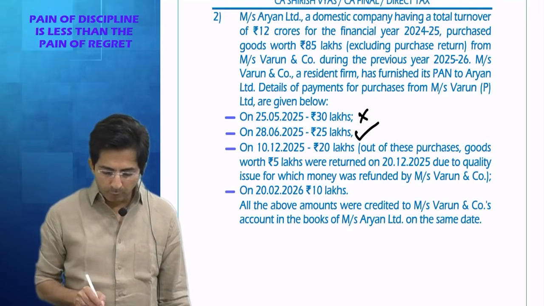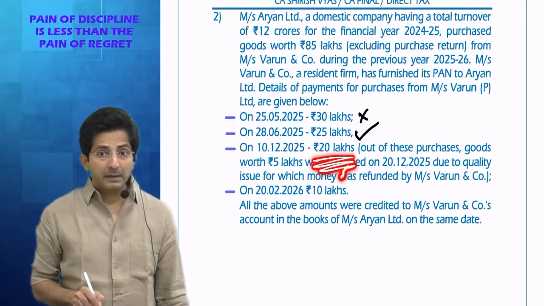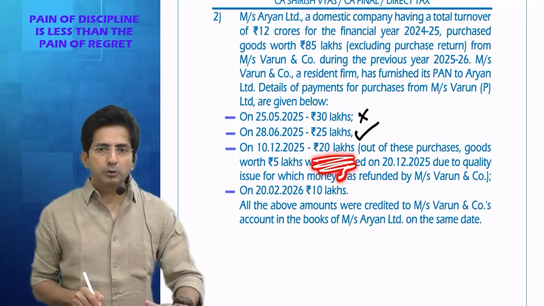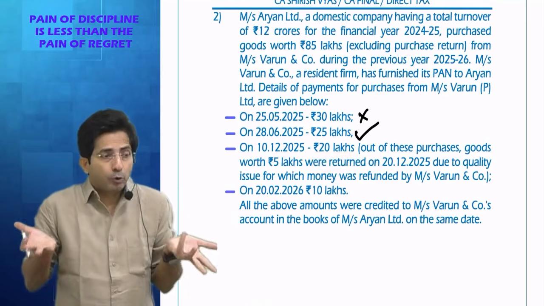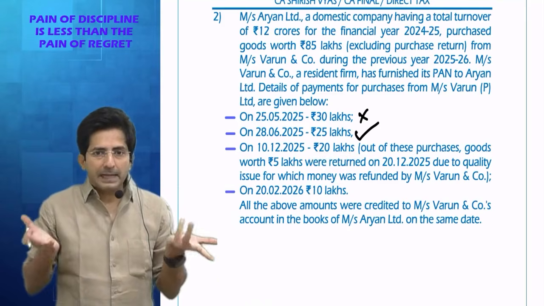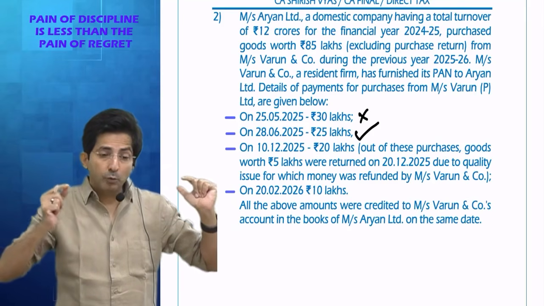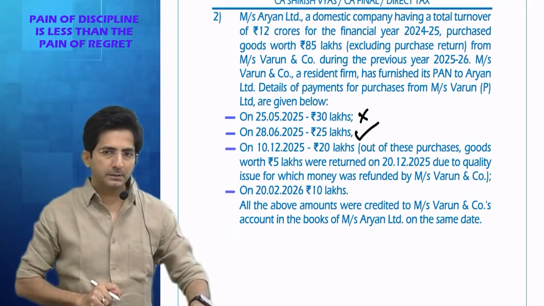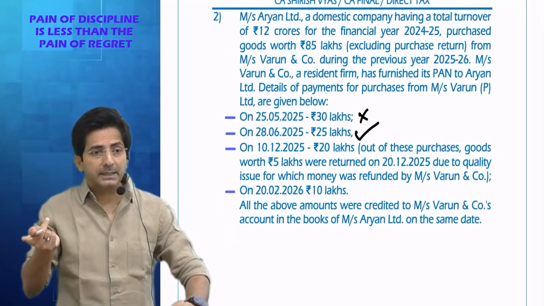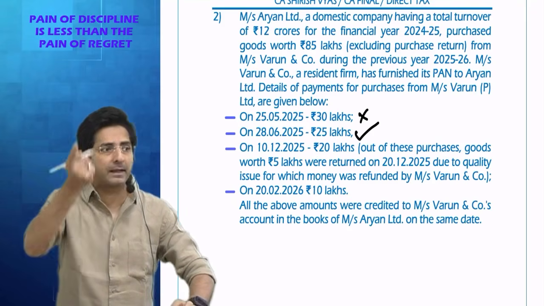Then there is one more purchase of 20 lakhs. But in this purchase there was some defective goods which we returned. But return happens later. TDS is to be cut on purchase. So while purchasing, I did not know that I am going to return the goods. So at the time of purchase, I will deduct the TDS on the whole purchase. But the goods which are returned, I will adjust in the subsequent purchase. Means in subsequent purchase, I will net the purchase return and deduct the TDS on the net amount.